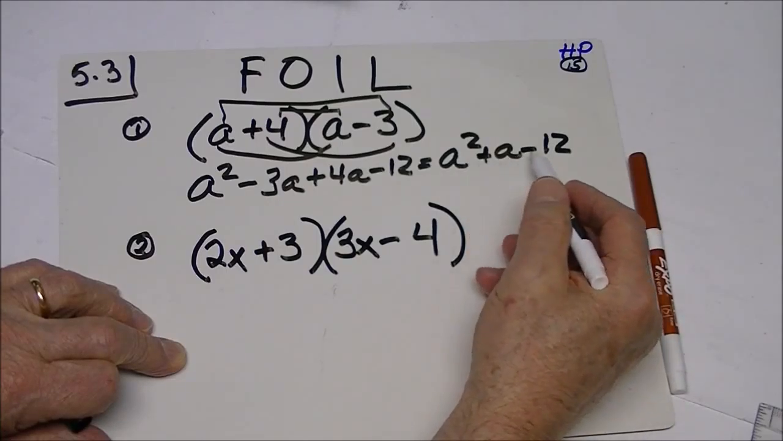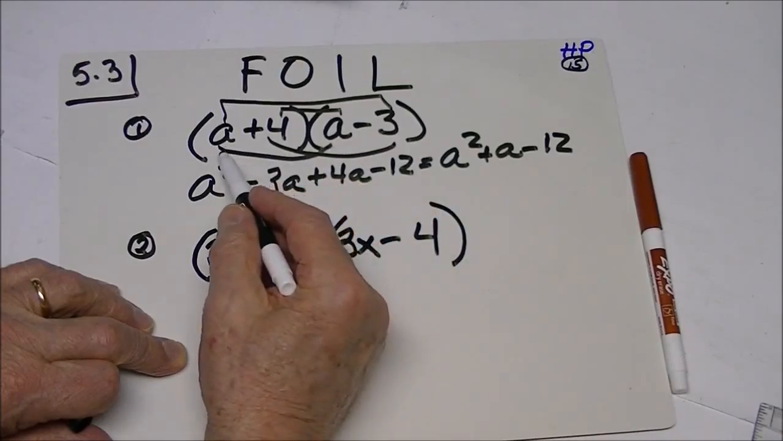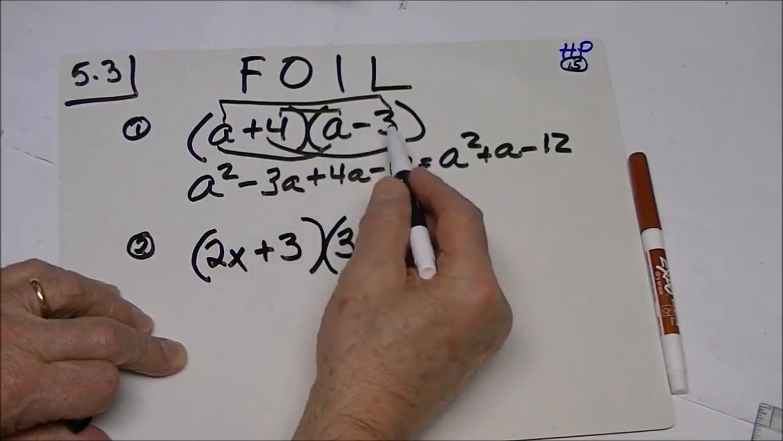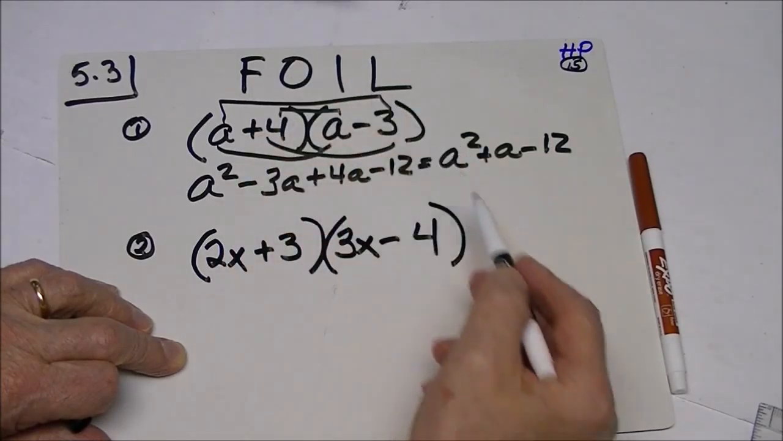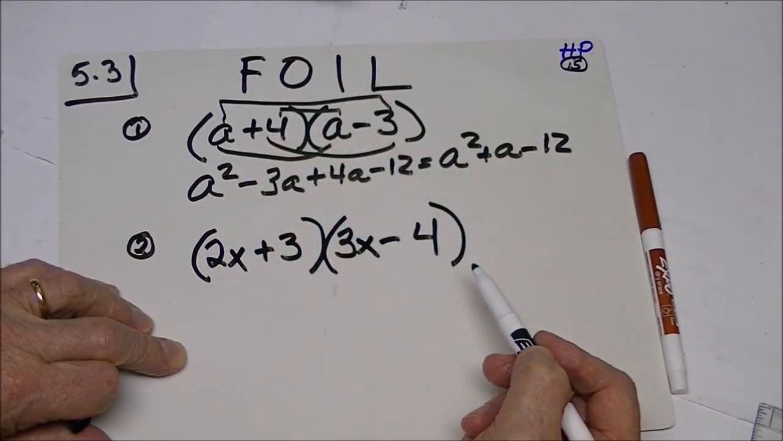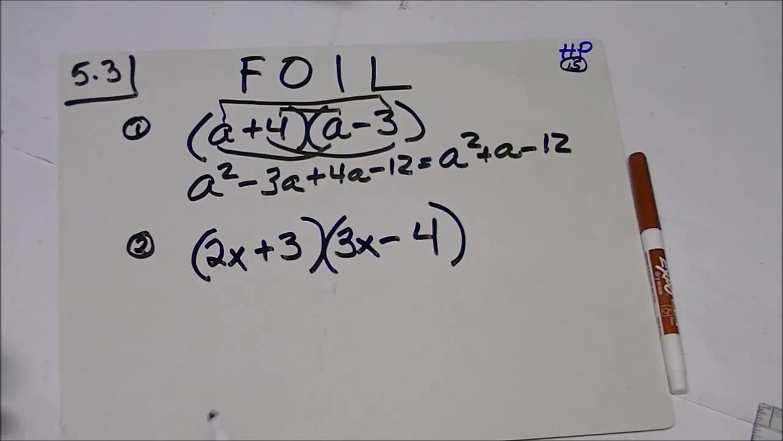Now this trinomial came about by multiplying two binomials in the process of using the FOIL. All right, switch, and then we'll let the next person copy this down.